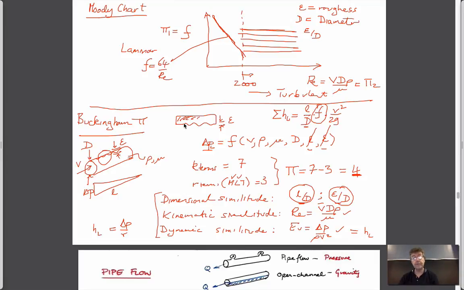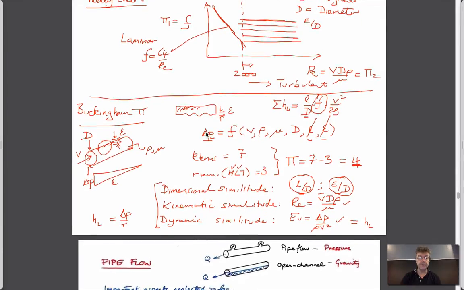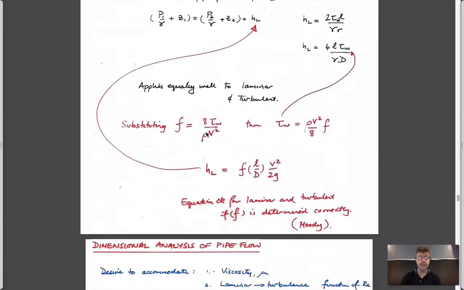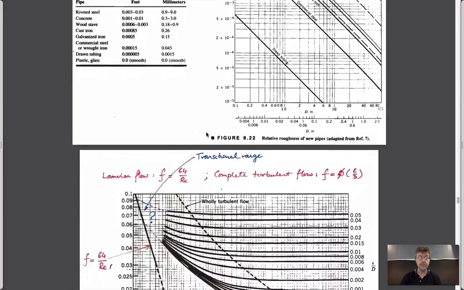If it's a plastic pipe, it'll be nice and smooth, and therefore epsilon's going to be very small. If it's going to be a cast iron pipe with threads on the inside, epsilon's going to be quite large. And so that's what we'll use to be able to do this. And so just to show you that we're not just plucking things out of air, let me zip on here to show you this chart.